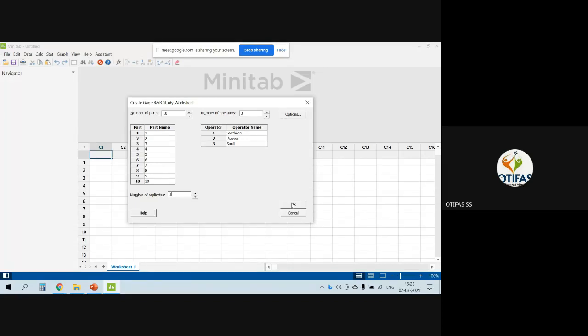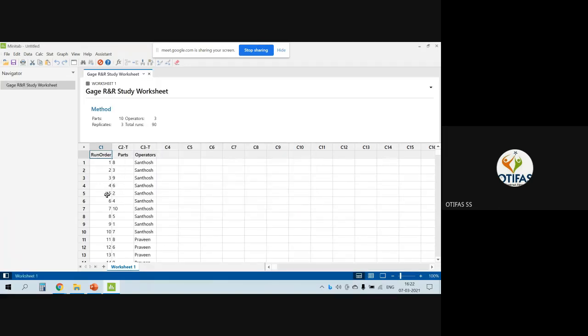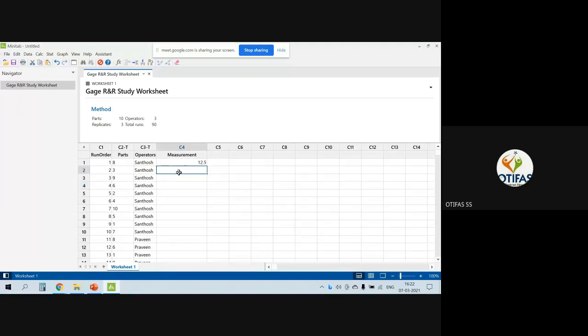Now you just click OK. Now, see this. What you have to do is take a measurement and write it in the measurement column. You will call Santosh first and give him the 8th part. Suppose the measurement of that 8th part is 12.5. So Santosh will give it like this. Then you will give Santosh the 3rd part, and he will measure and give it. You have to know which device is used. Then the 9th part, 10th part, this way.